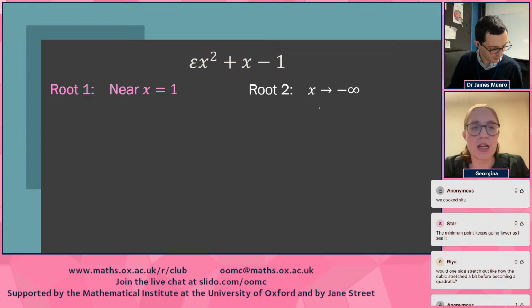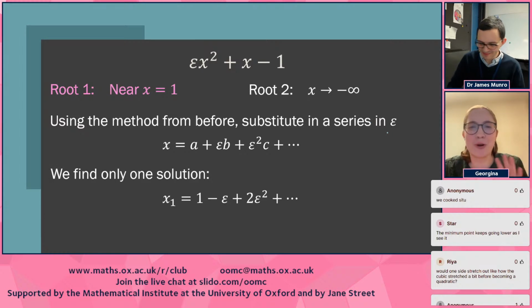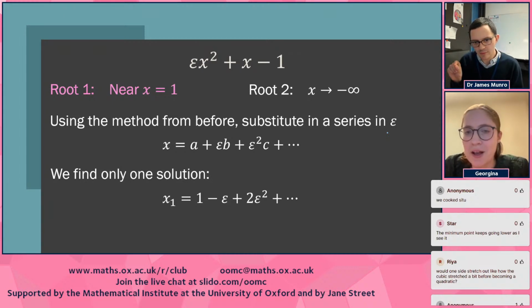So let's try the same method we used before. We're going to sub in a power series, a series with different powers of epsilon. Exactly the same series we had before, but now in this new equation. If we do all the algebra, I won't take you through it in detail, we're doing the same thing as before, subbing in, solving equal to 0. We get only one solution this time: 1 minus epsilon plus 2 epsilon squared. And we are expecting 2 solutions because it's a quadratic.